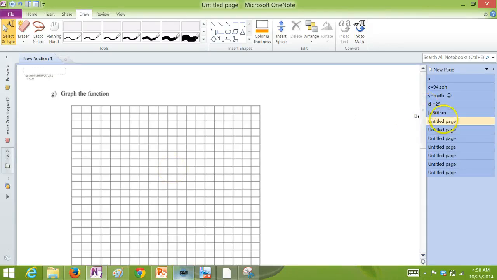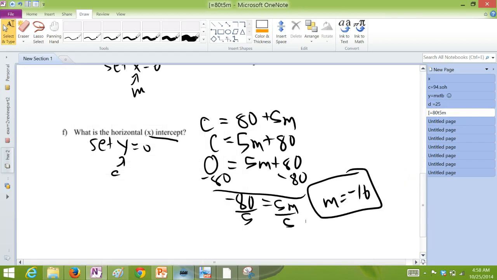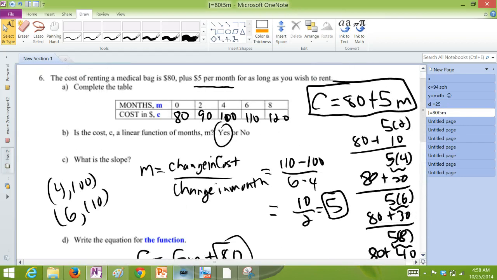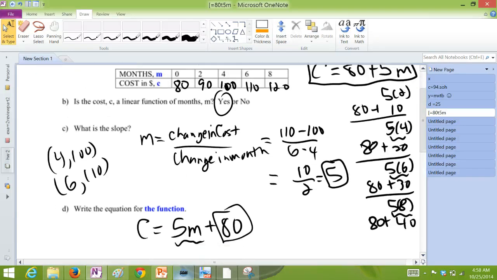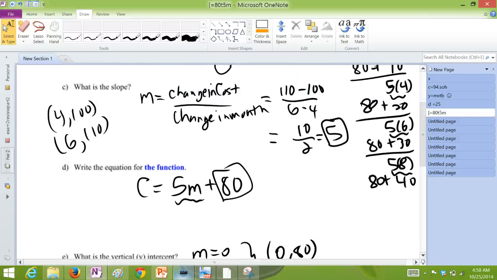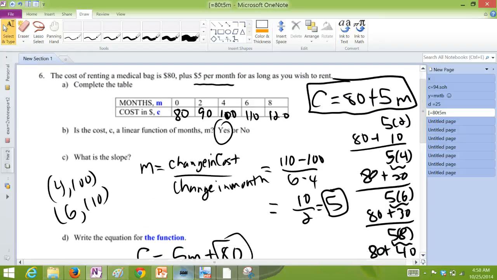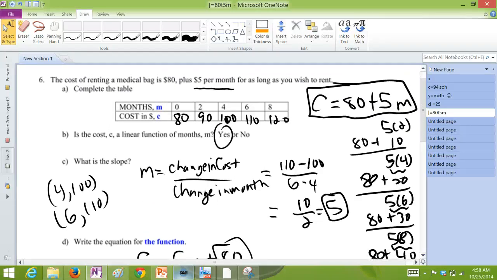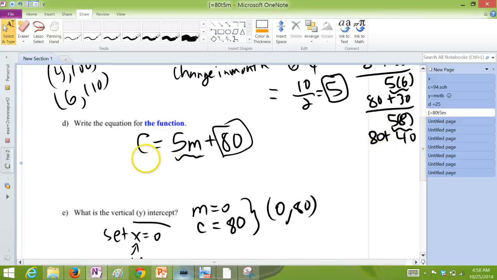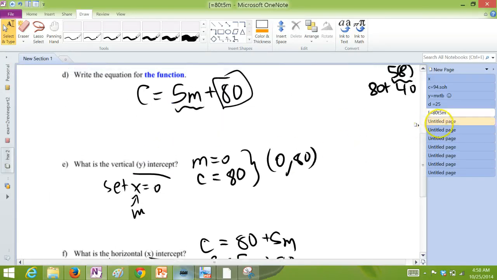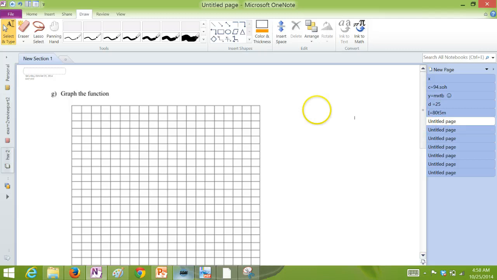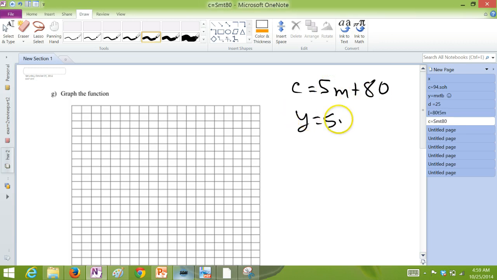In the previous recording, we had a function, and this question wasn't done yet. We had to come up with a formula for cost as a function of the number of months that you're renting the medical bag. And so we came up with this function, and now they want a graph. So the function is C equals 5m plus 80, like y equals 5x plus 80.